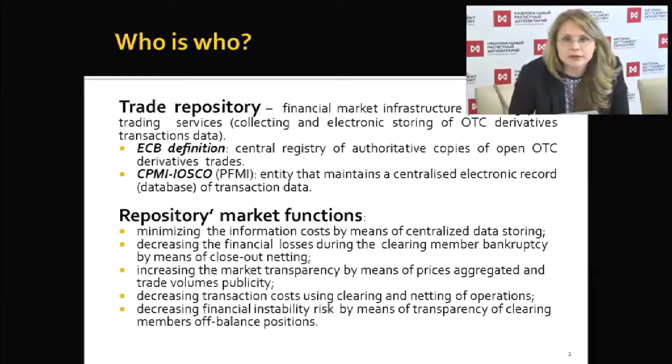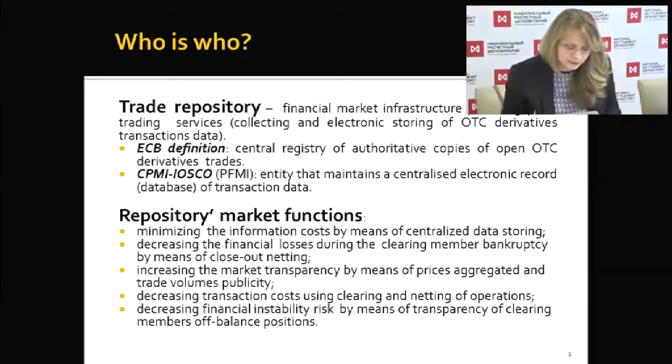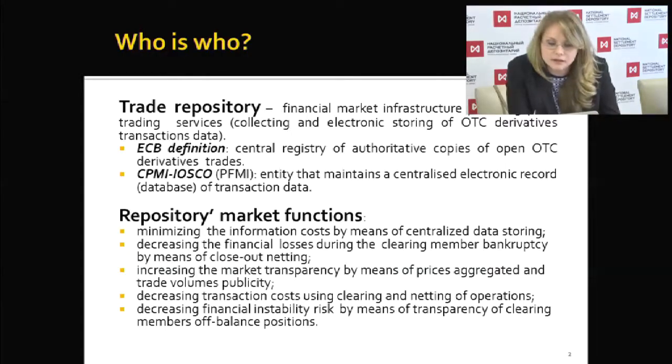If we look at trade repository market functions, they are as follows. Minimizing information asymmetry by means of centralized data storing; decreasing financial losses during a clearing member bankruptcy by means of close-out netting; increasing market transparency by means of publishing aggregated prices and trade volumes; decreasing transaction costs using clearing and netting of operations; and decreasing financial instability risk by means of transparency of clearing members' balance positions.